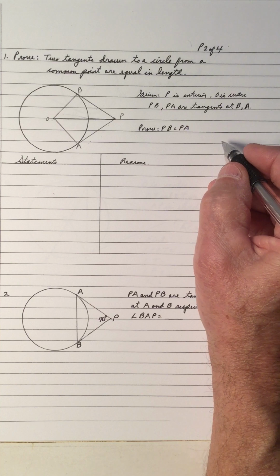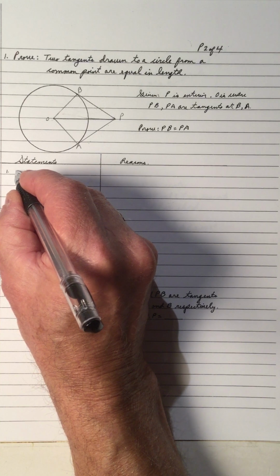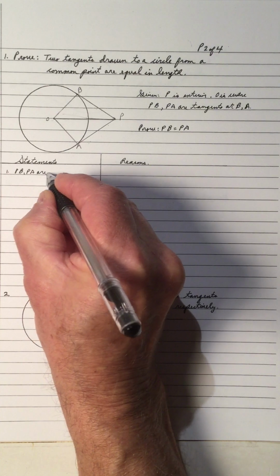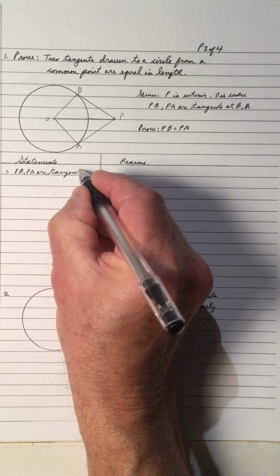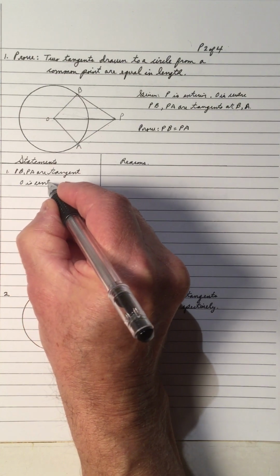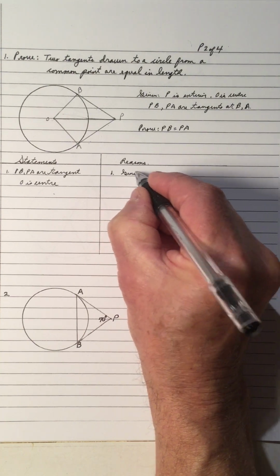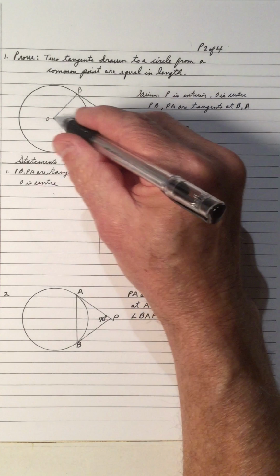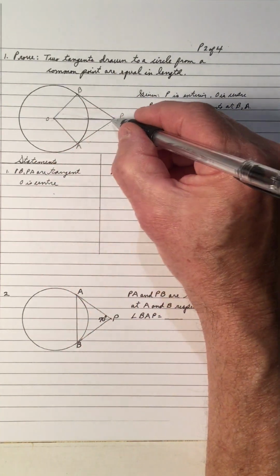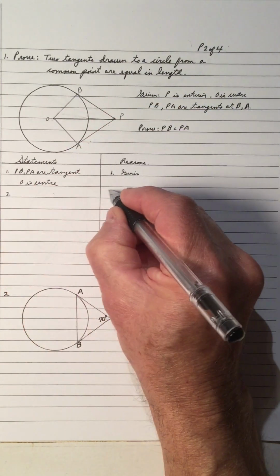So number 1, we're given that PB and PA are tangents, and O is the center of the circle. So number 1 is given. By drawing these diagrams, we drew OP and we drew the radii, so that's construction. So let's continue from there.